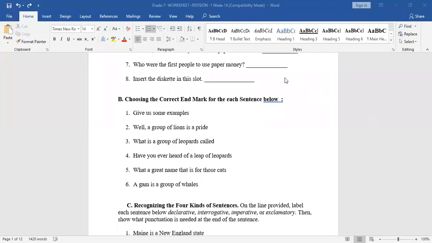So we will continue to our next exercise. Here we move to choosing the correct end mark for each sentence.